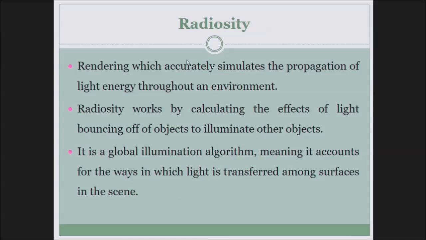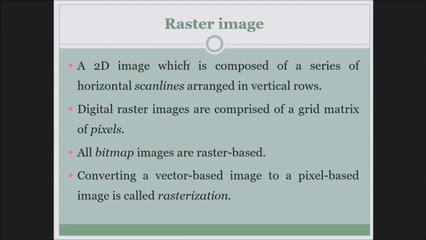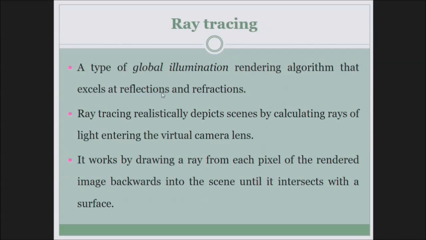In raster images, this is a 2D image which is composed of a series of horizontal scan lines arranged in vertical rows. So digital raster images comprise a grid matrix of pixels, which I just mentioned. So all bitmap images are raster based. And the conversion of a vector based image to a pixel based image is called rasterization.